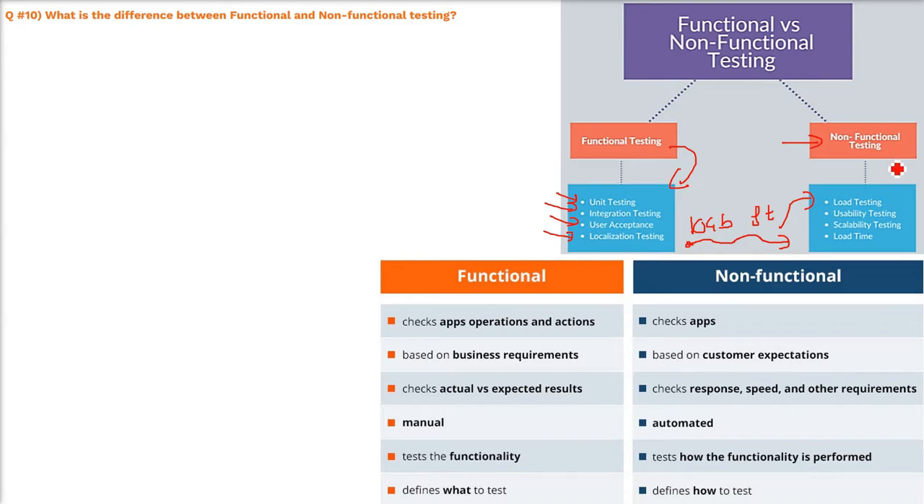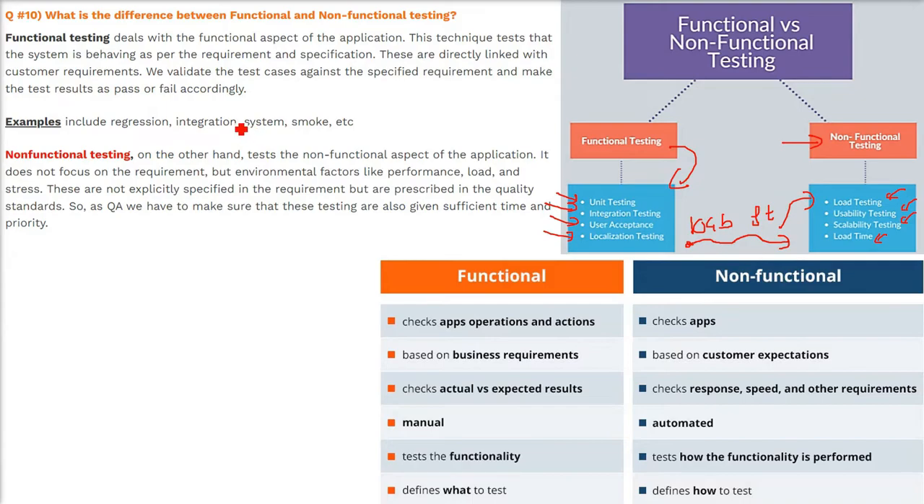In non-functional, we use load, usability, scalability. We'll talk about stress also in later discussions. I'll come to the one by one comparison. Before that, functional testing deals with the functional aspect of your application. It tests that the system is behaving as per the SRS, the software requirement specification, and these are directly linked with the customer requirement, because there you will have the use cases. We validate the test case against the specific requirement and make the test result pass or fail according to the user requirement, which is in the SRS or the specification.